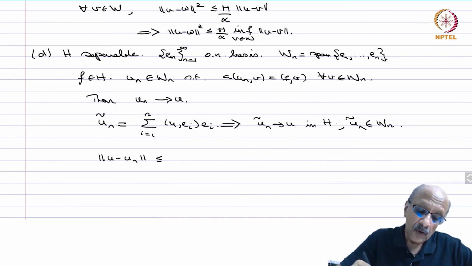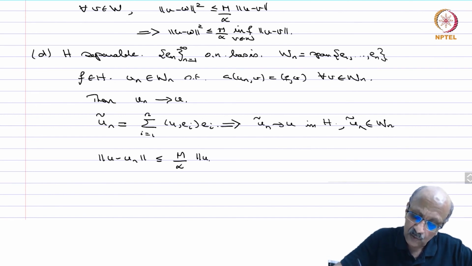So the norm of U minus Un, by the previous result, is less than or equal to M by alpha times the infimum of the norm of U minus V over V in Wn. I am going to take V equals Un tilde. So this is less than or equal to the norm of U minus Un tilde, and that goes to 0. Therefore, the norm of U minus Un goes to 0.